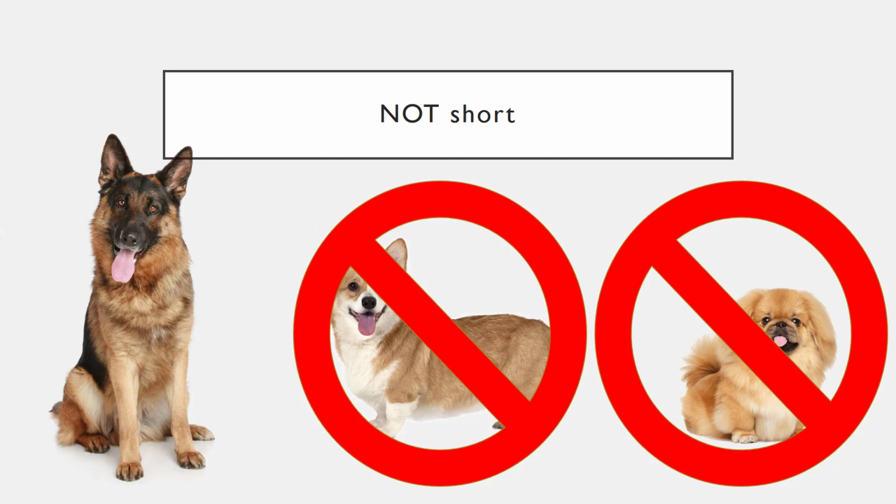Here's the same group of dogs, but now we're looking for one that's not short. The Corgi and Pekingese are both excluded because they are short. The German Shepherd remains because she's not short.